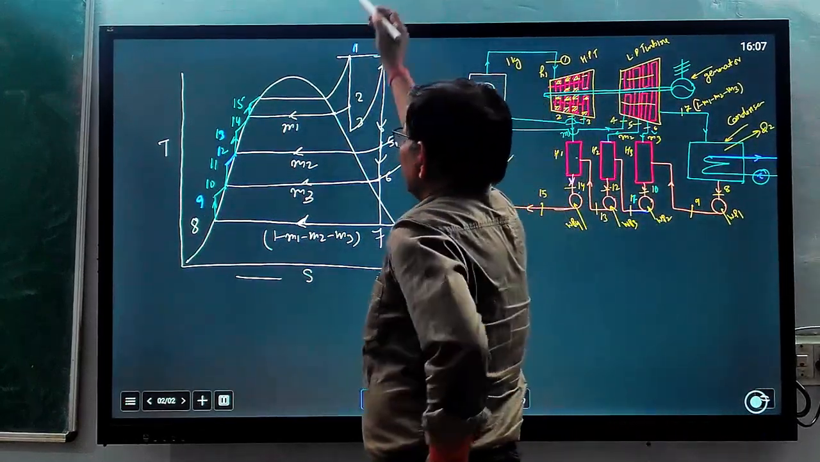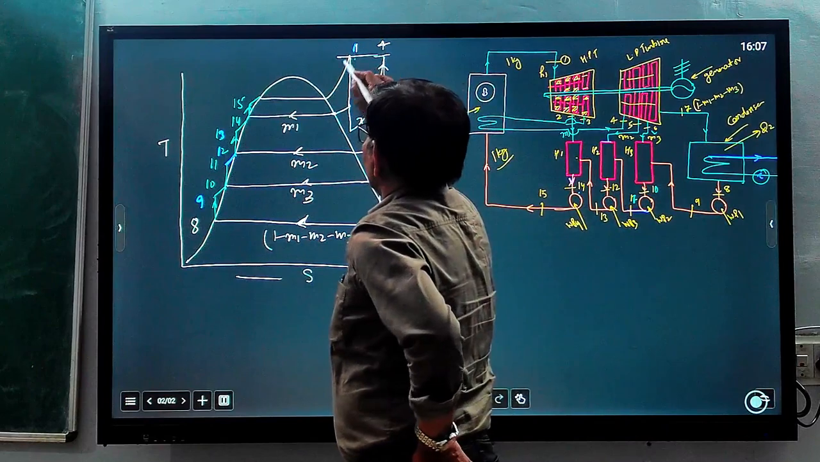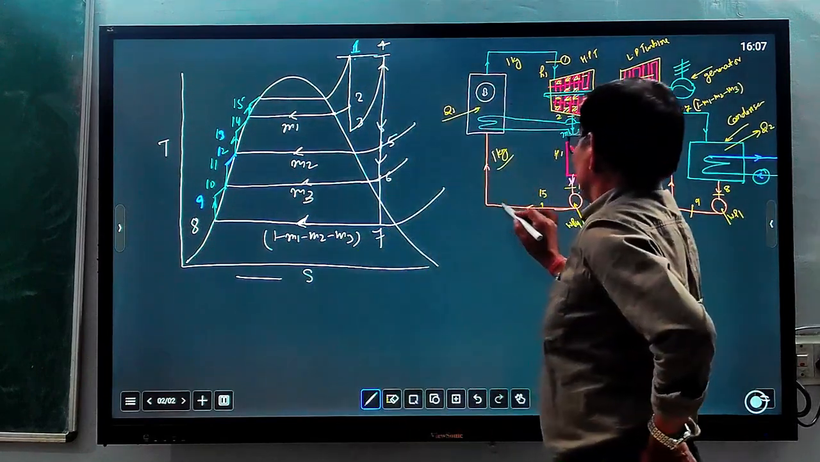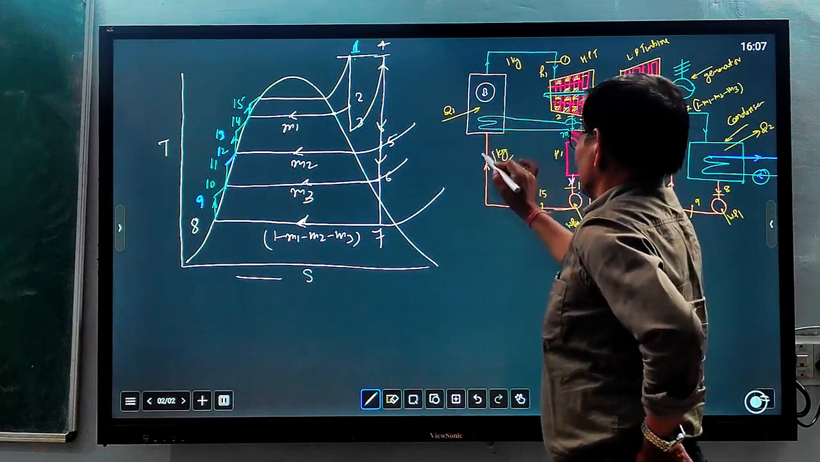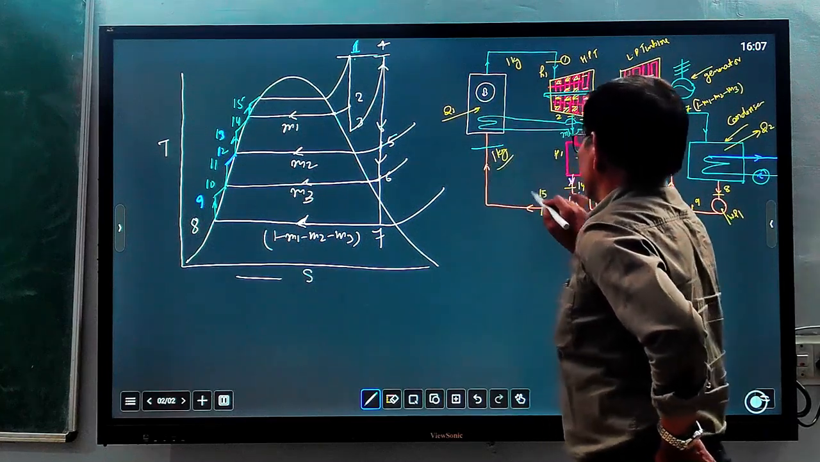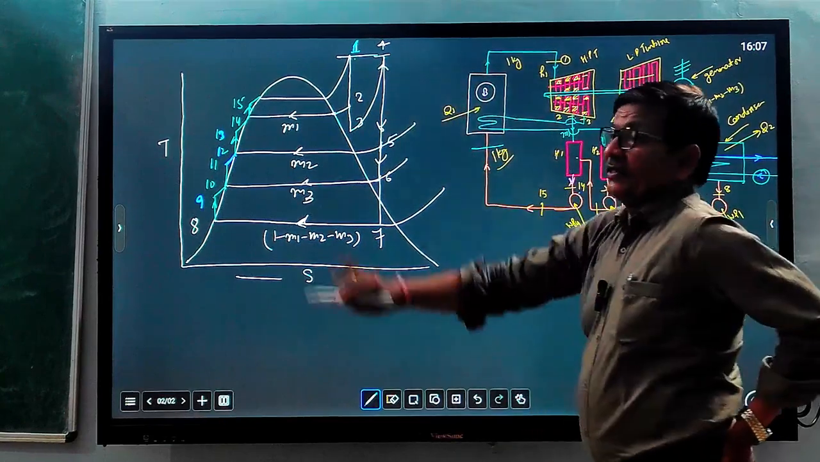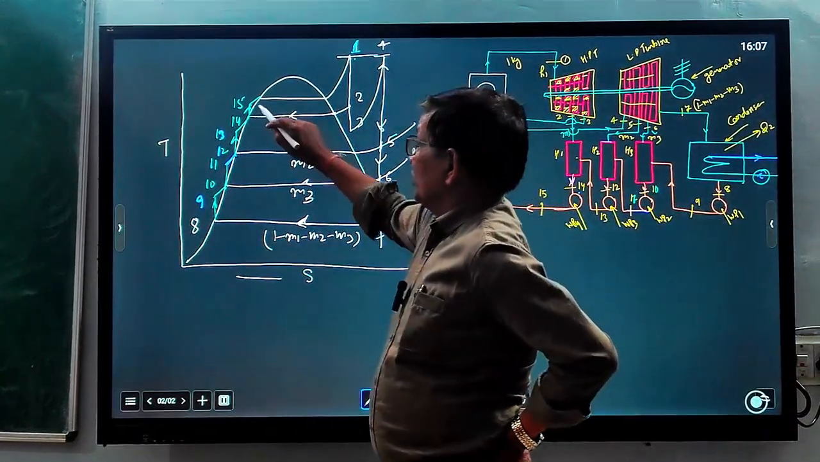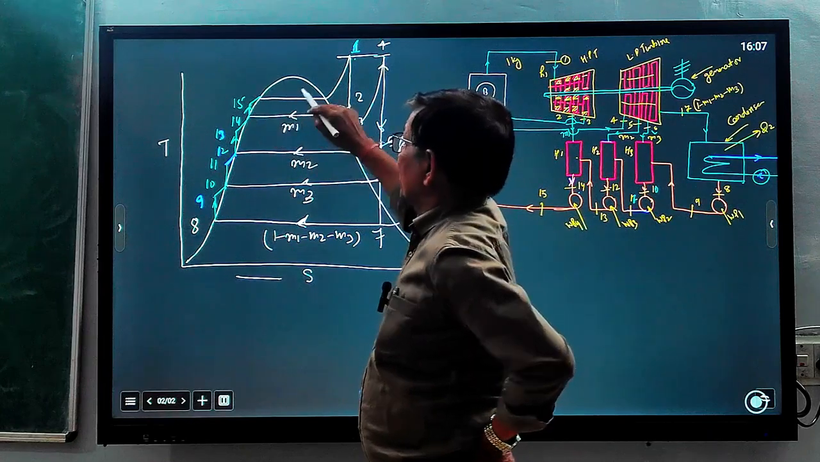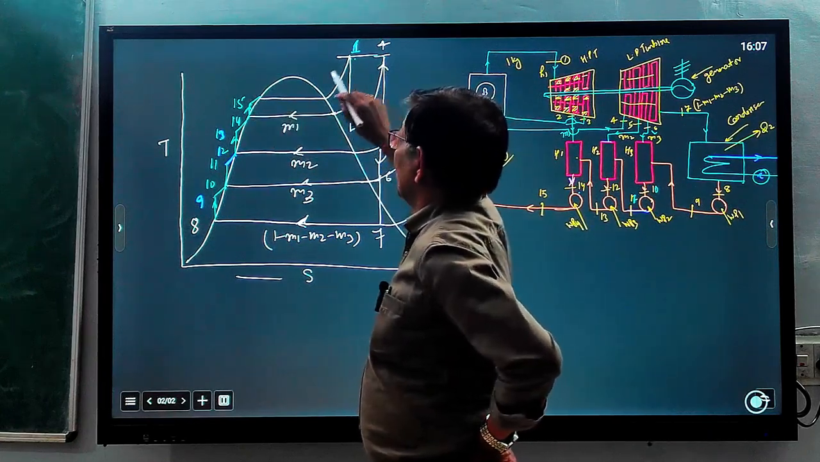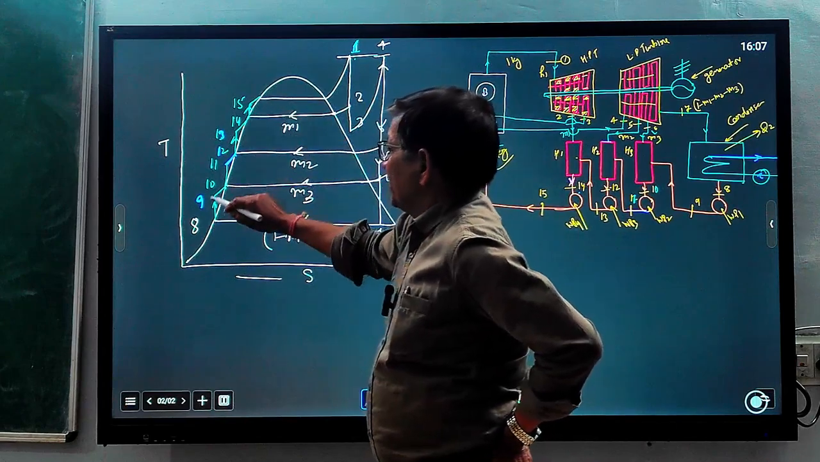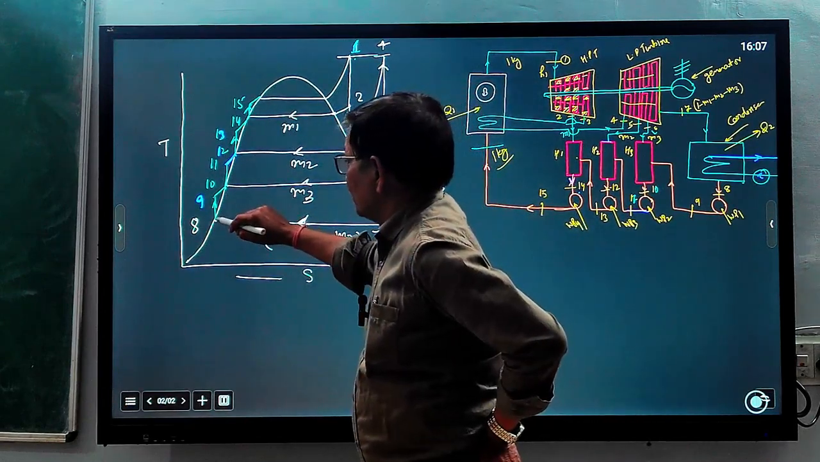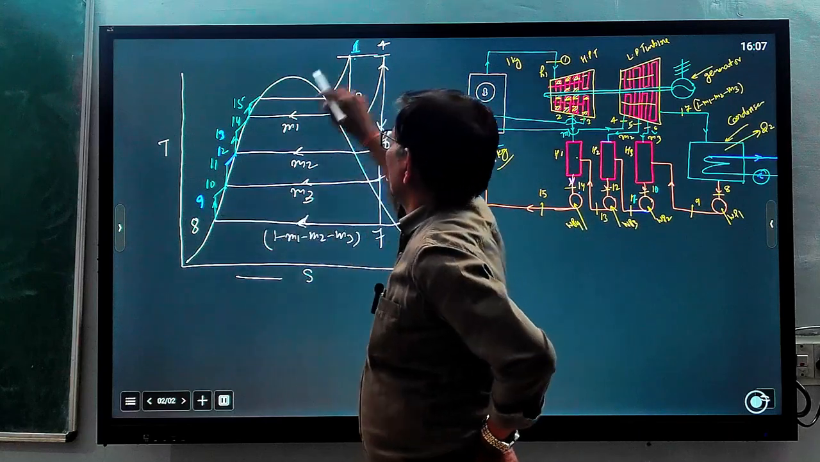Now again see 15 to 1. 15 to 1 is a heat addition process in the boiler. Due to regeneration and reheat, the heat addition process is shifted to 15 to 1. Suppose there is no reheat and regeneration; then the heat addition process will start from state 8 to 1.